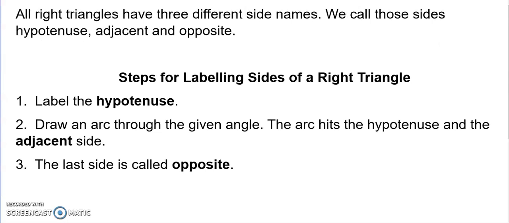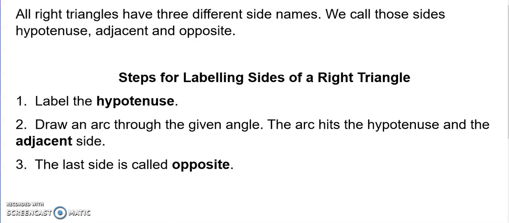Okay, so when we want to find the sides of these right triangles, first we have to be able to label the sides. We're going to label these sides hypotenuse, adjacent, and opposite. You already know how to find the hypotenuse. The hypotenuse is the side opposite the right angle. To find the adjacent side, you're going to draw an arc through whatever angle I give you. It won't be a 30, a 60, or a 45, and it's never the 90. The 90 is already given because it's a right triangle.